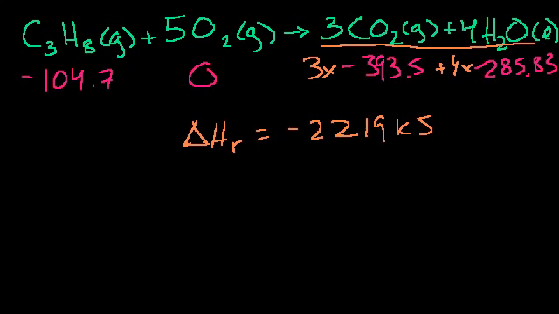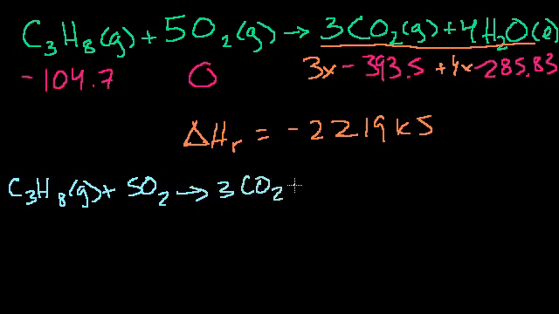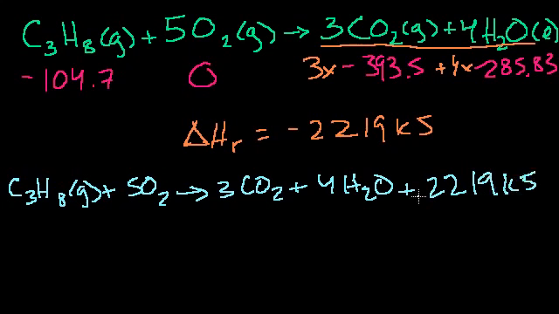So I could actually rewrite this reaction. I could rewrite this reaction as C3H8 propane plus 5 oxygens yields 3 carbon dioxides plus 4 waters plus 2,219 kilojoules. That's actually what's released by this reaction. It's exothermic. This side of the reaction has less heat than this side, and that didn't just disappear, it got released. And this is where it got released.